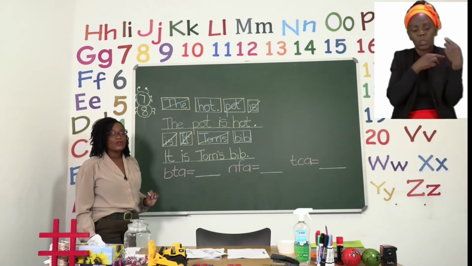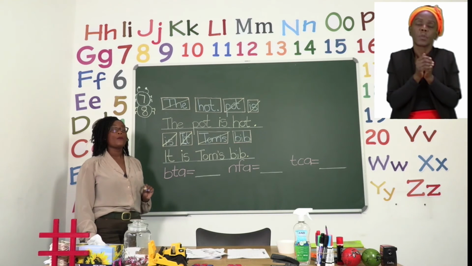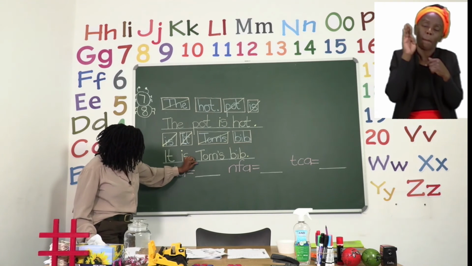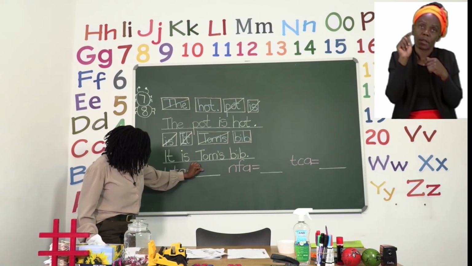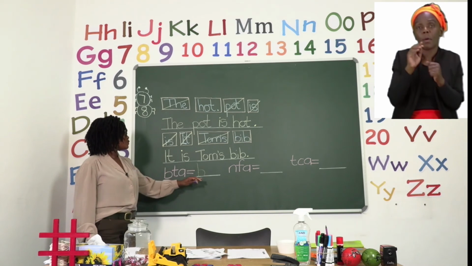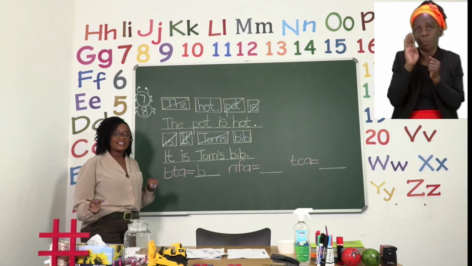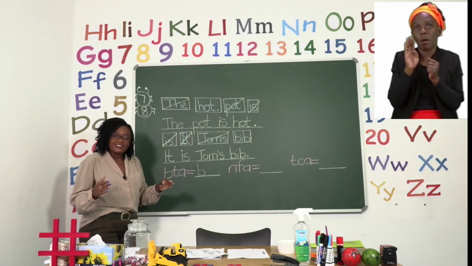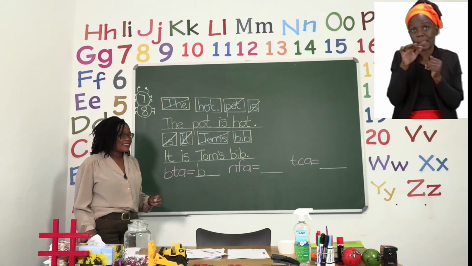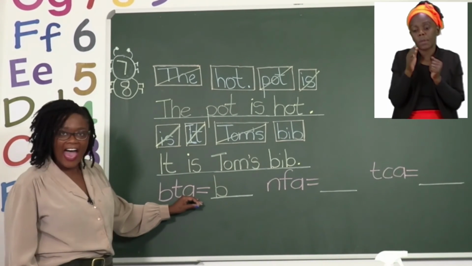Now, if you say the word bat, the first sound that you can hear is B. So we are going to put our B. I'd like you to also please put your B in your book as well. So we have our B. Now we need to say it again. Bat. That sounds like the next letter would be an A.